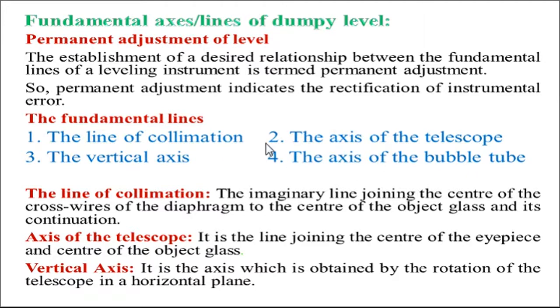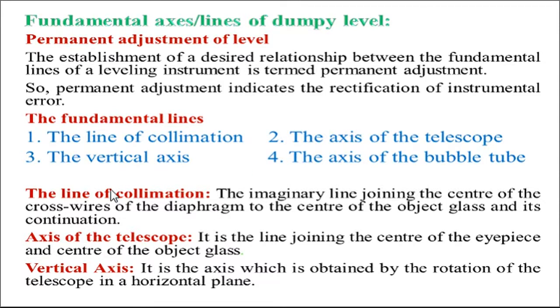Now, whatever these four fundamental lines are, if there is a fixed relationship, then we can say that the instrument is in permanent adjustment. If no fixed relationship exists, then we can say that the permanent adjustment of the lines is disturbed.